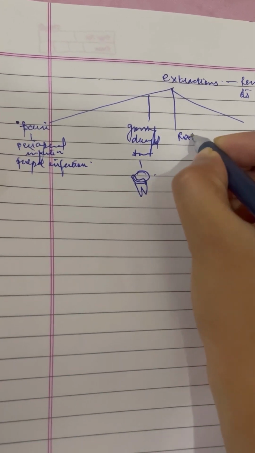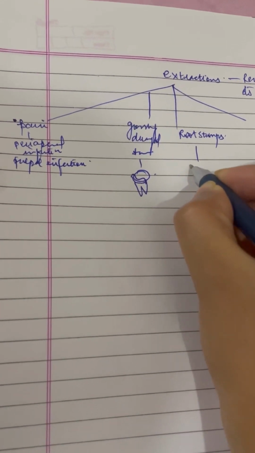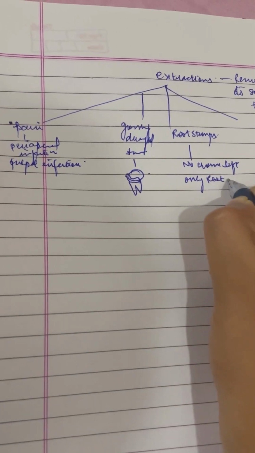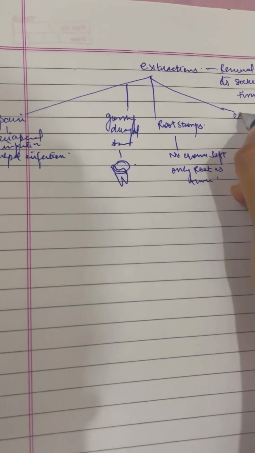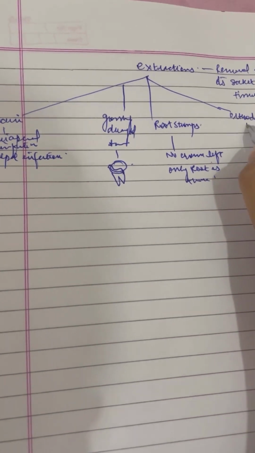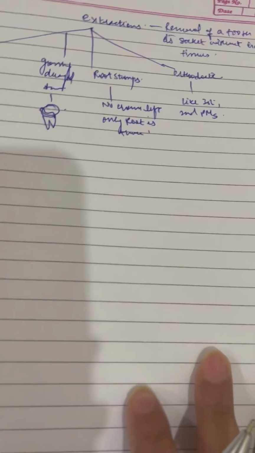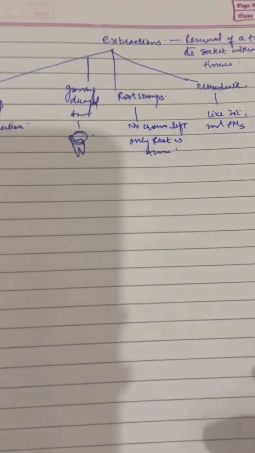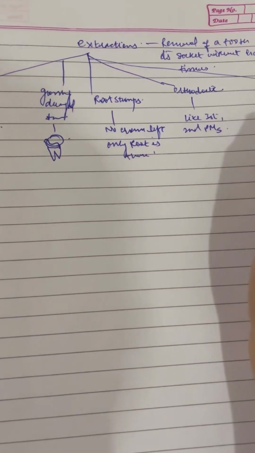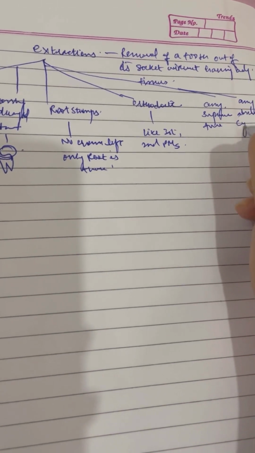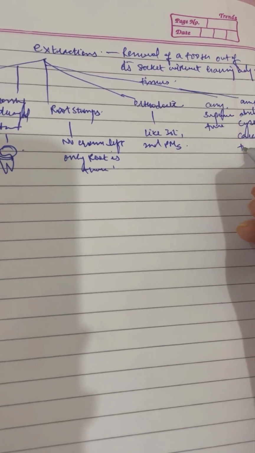Then root stumps, that is, no crown left, only root is there. Then for orthodontic purposes, like first and second premolars are usually removed to make space for orthodontic movements. So these are mainly the cases of extractions, or we can say any supernumerary tooth, any abscess, cyst, carcinoma, or tumor surrounding the tooth needs to be extracted.